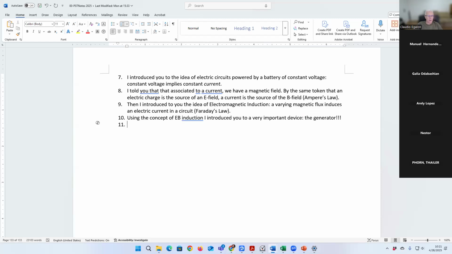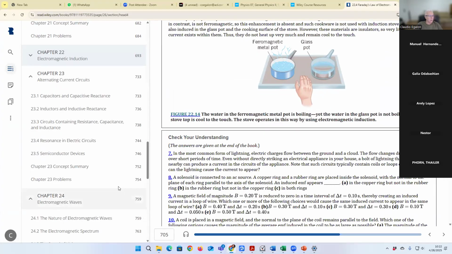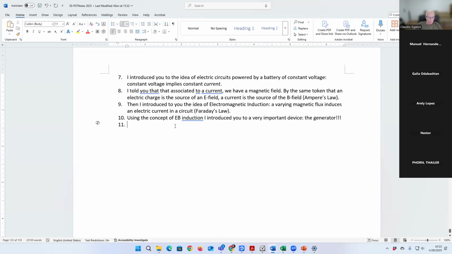Let's see if I'm missing something else. Because now, the last thing that we saw was a different type of circuit called the AC circuit, where the power source is the generator.